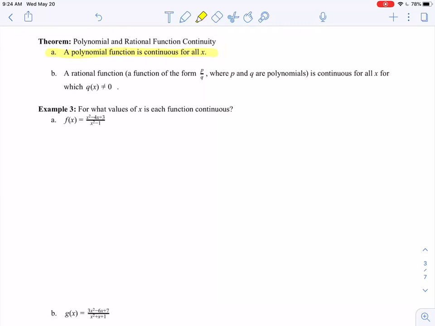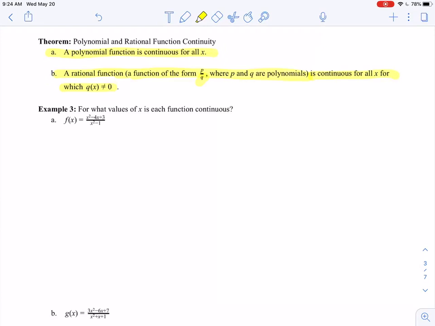The other case here is if we have a rational function. So here's just the definition of a rational function. I always say a rational function is just a function that kind of looks like a fraction. This is continuous for all x for which q of x is not equal to 0. So q of x is just the denominator. So it's continuous everywhere except for x values that make the denominator 0.